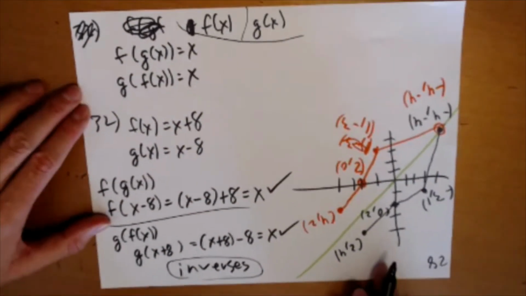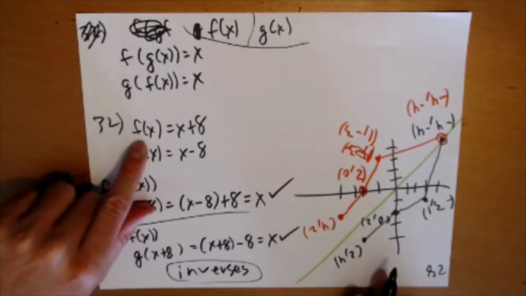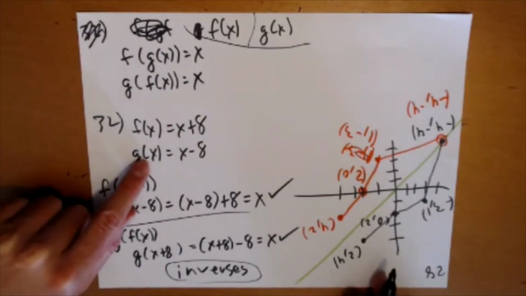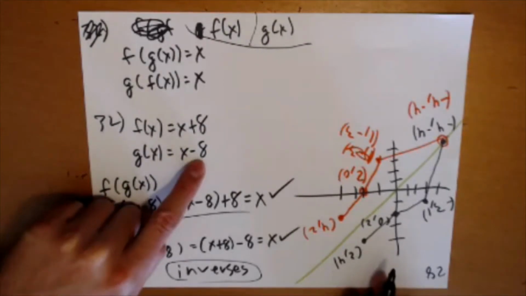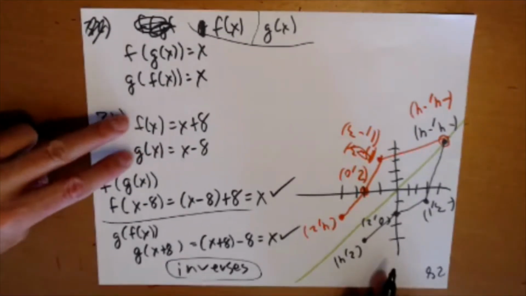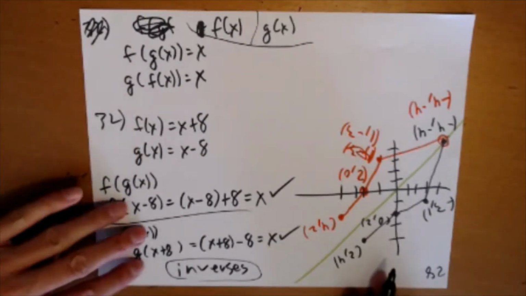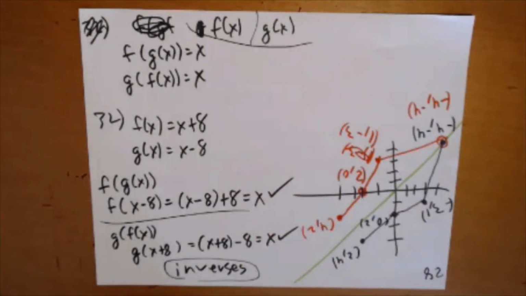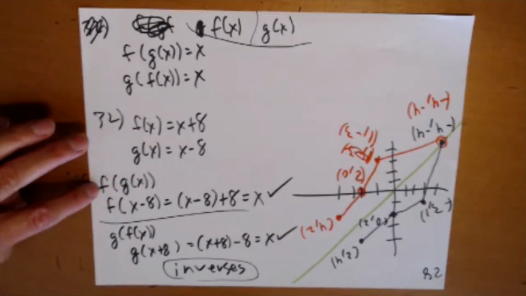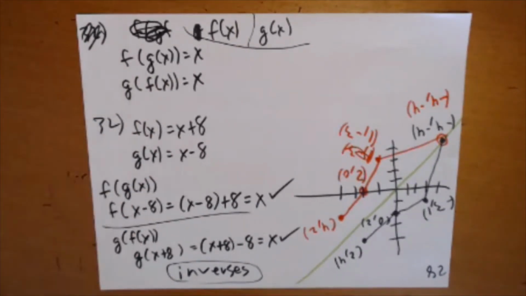And to oversimplify things, what does function f do? Whatever you give it, add 8. What does function g do? Whatever you give it, subtract 8. So intuitively, you're like, oh yeah, obviously those undo each other. You didn't need to do all that. Okay, but we did it mathematically anyways. So you have to do both. You have to do f of g of x and g of f of x.